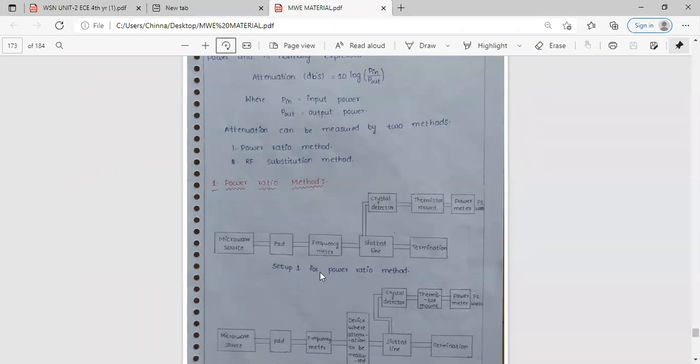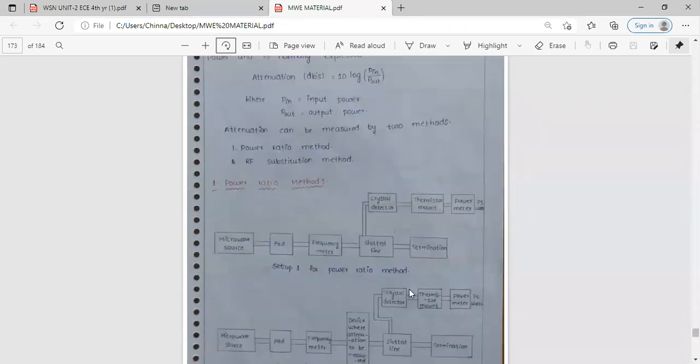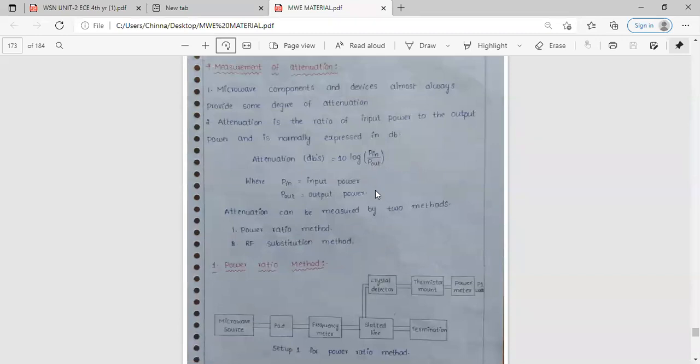Okay, this is the power ratio method. And second one, for the power ratio method, they use a device where attenuation will be measured. So for attenuation measurements, for each piece of equipment they will take some measurements. So always they choose the input power by output power ratio.